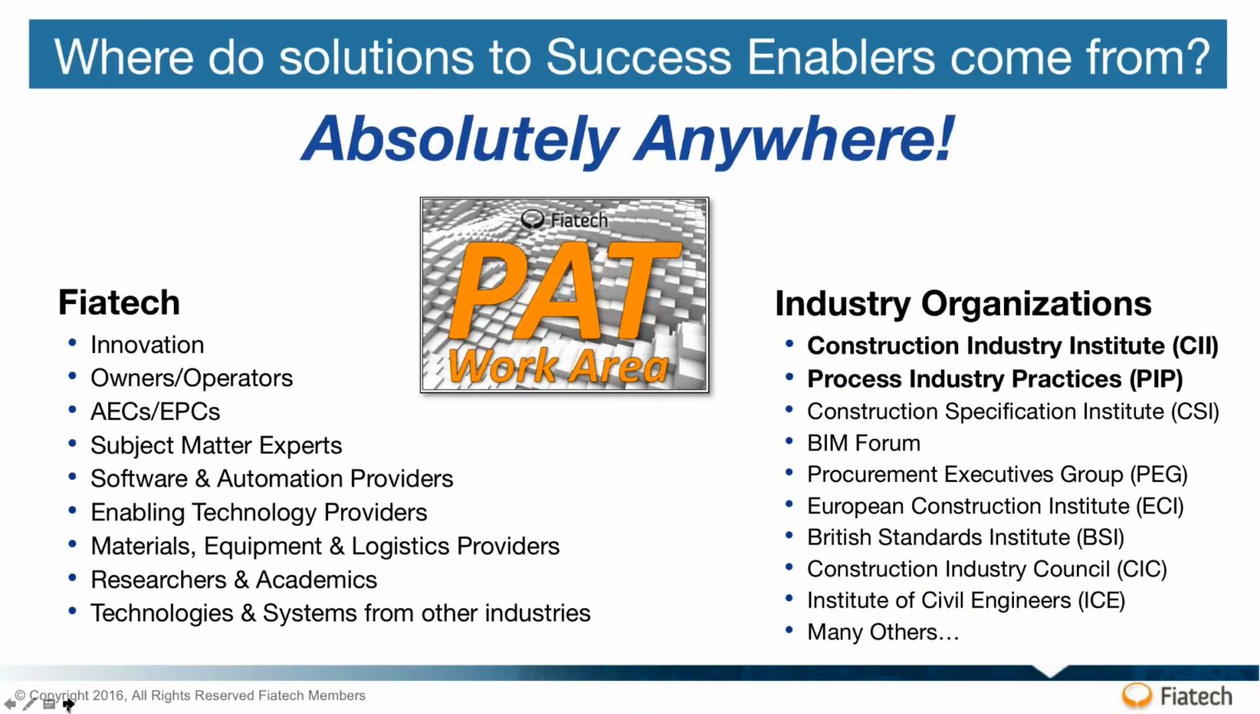So I really want to emphasize that this is a very pragmatic world that we're talking about here. We don't view exclusivity on anything. The solutions are from an industrial standpoint, from the entire landscape of the capital project industry, and they can come from anywhere. So on the left-hand side, obviously solutions to success enablers can come from innovations in various owners and operators and so on, as you see on the left. But they can also come from other organizations, such as Construction Industry Institute, Process Industry Practices, and a variety of other organizations you see on the right-hand side, even researchers and things like that. So there's no boundary for what is an acceptable and viable solution.